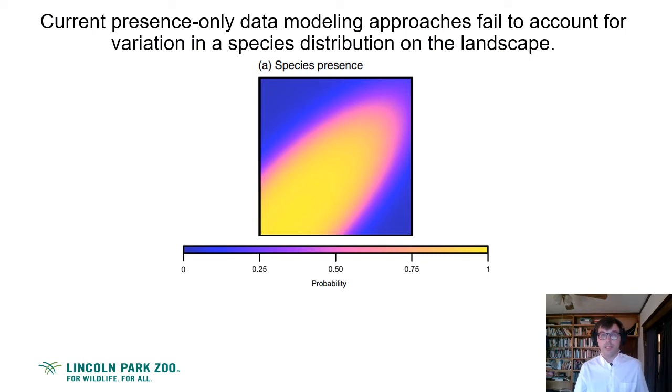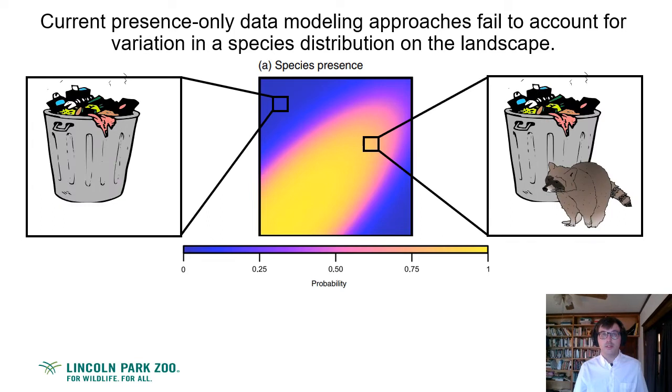Another limitation that is not often discussed is that current presence-only modeling approaches don't account for variation in a species' distribution on the landscape. Simply put, if a species does not occupy a portion of the landscape, conflict cannot occur at that location. So in this raccoon example, the identical trash can on the left will not be generating conflict, while the trash can within the raccoon's distribution could.